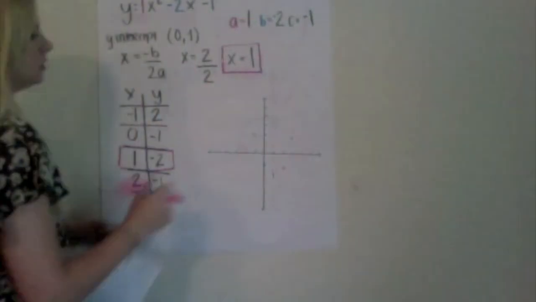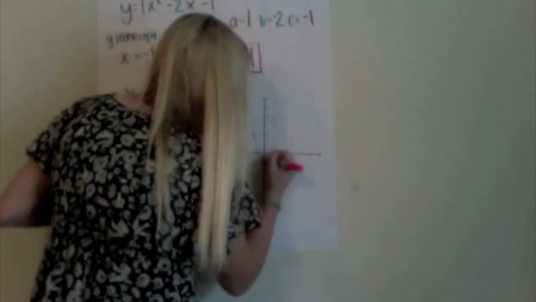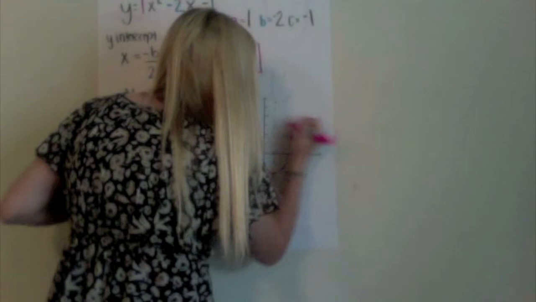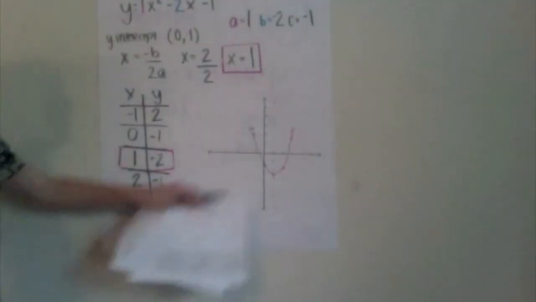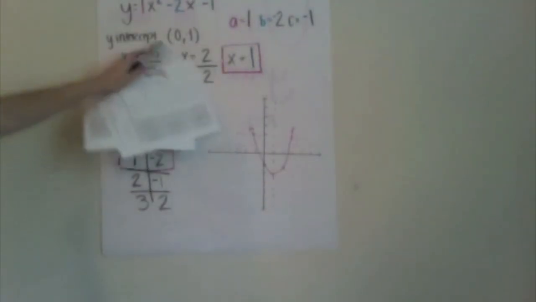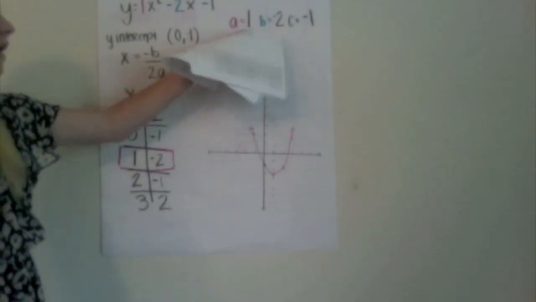Now all we have to do is connect these points. And we have a parabola. And it is indeed a happy face parabola, which means our a should have been positive. And it is.